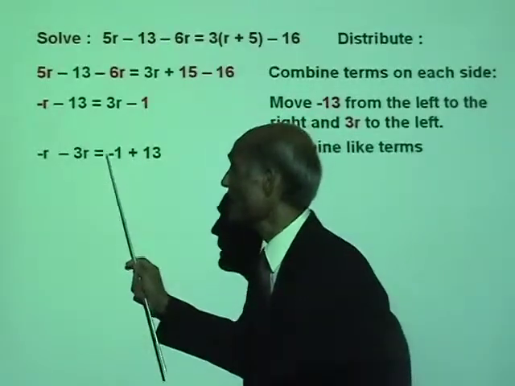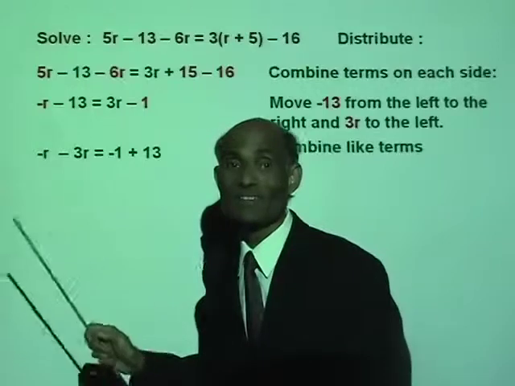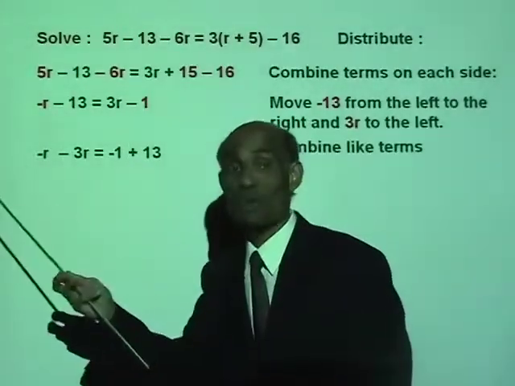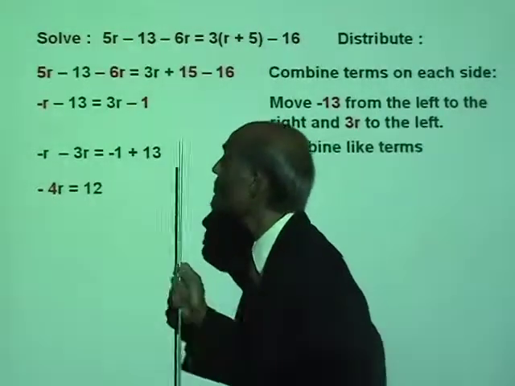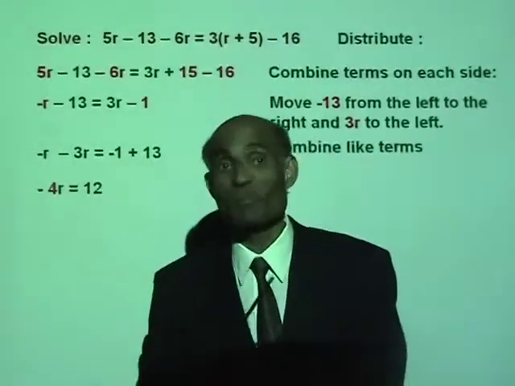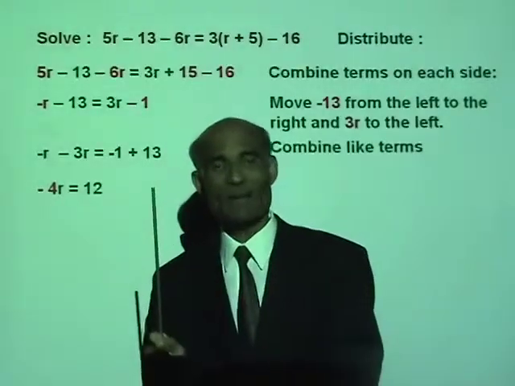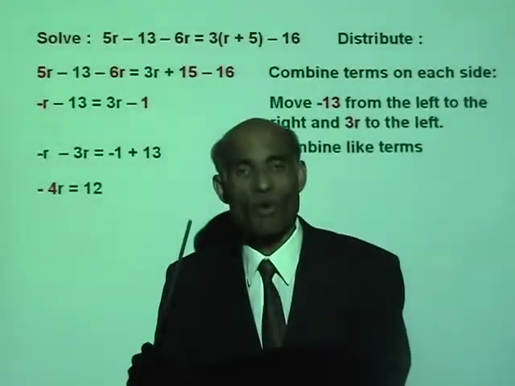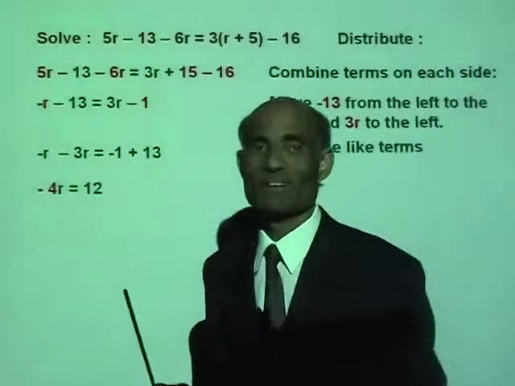What is the right side? What is negative 1 plus 13? It's the same as 13 minus 1 is 12. So you got negative 4r equal to 12. In our next step, we need to make the coefficient of this r a 1. At present, the coefficient of r is negative 4. How do we make the coefficient of r a 1?